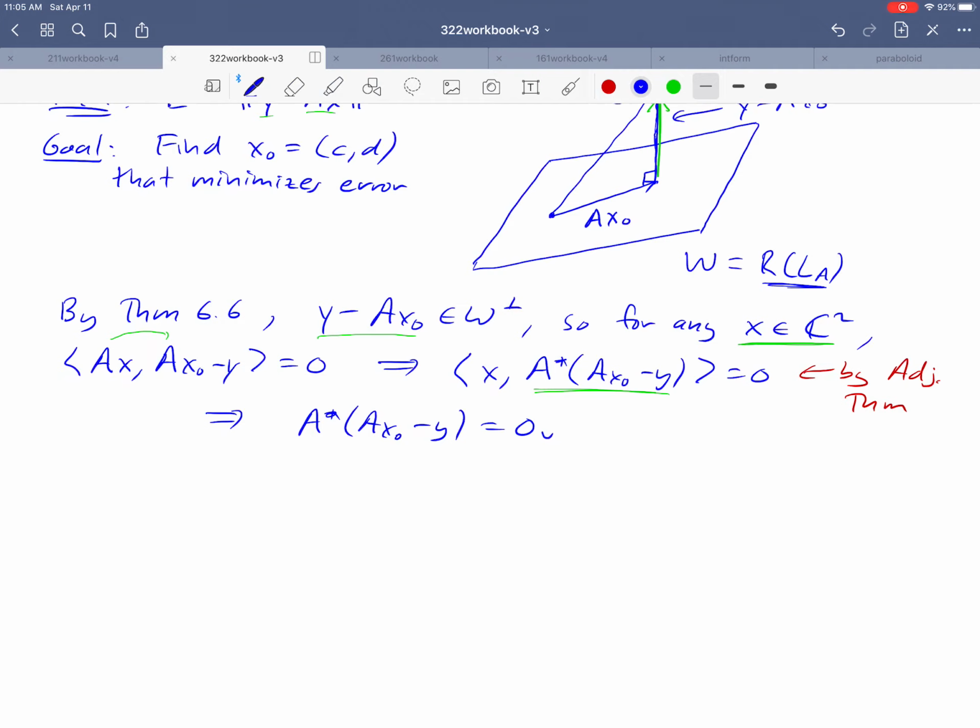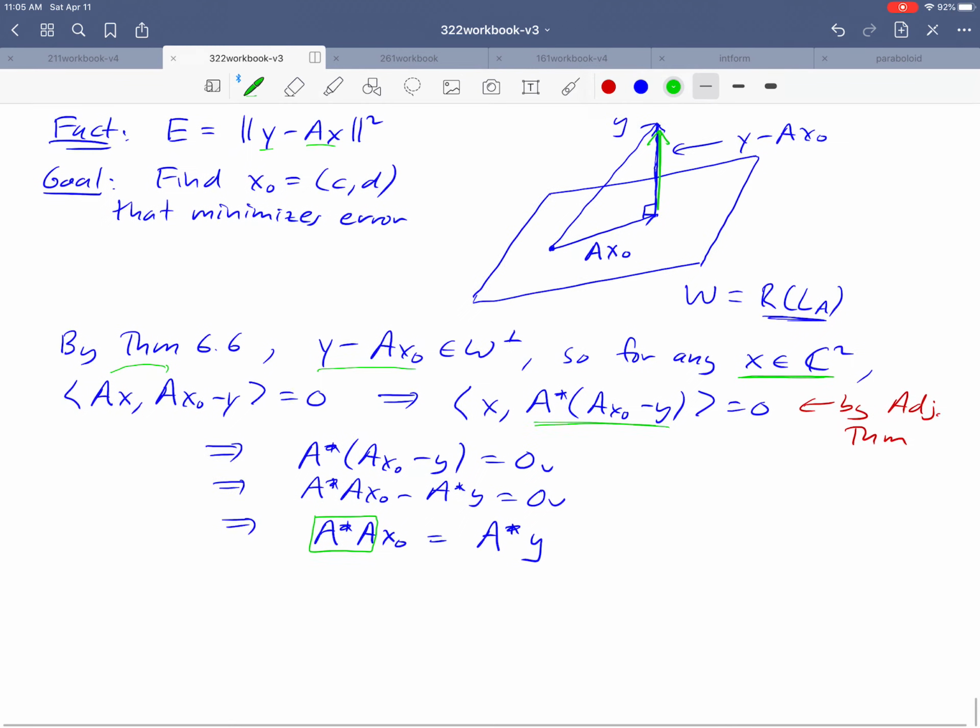Okay, and now we're going to do some basic algebra and solve for x naught. Let's distribute the A star through. If we add A star y to both sides, we come up with a very interesting little equation. I'd like to examine this in a little bit of detail and focus on that matrix. How big is that matrix that we just wrote down there?